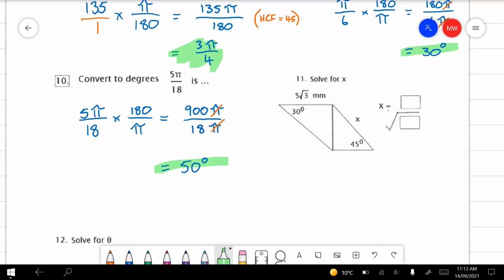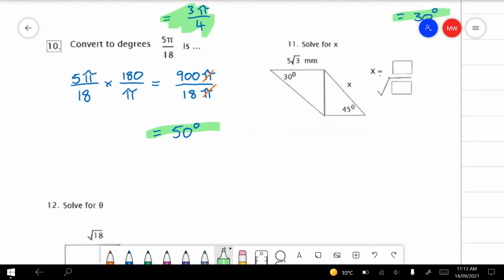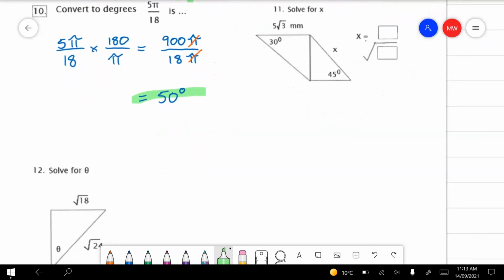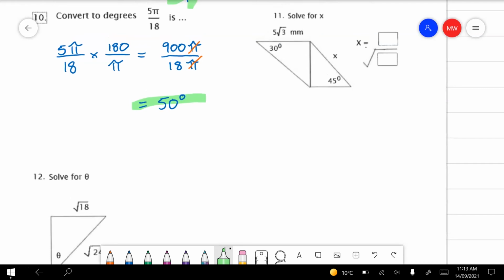Don't forget your units. Okay, question 11. A little bit longer, this one. Two triangles, it's a double stepper. So in the first triangle here, we've got 30, 60, 90.